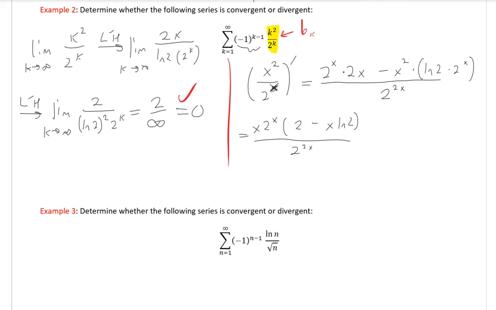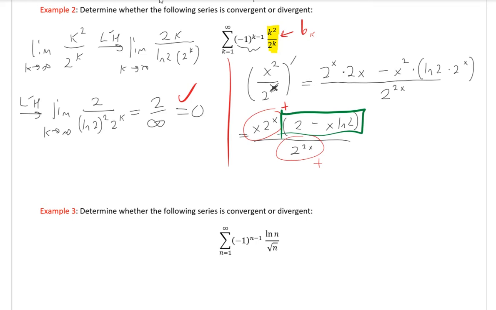And at this point, we're considering what happens as x is approaching infinity. So this stuff will always be positive, no matter what x is as x is approaching infinity. This will only be positive. So the only part of this that can possibly make it negative is this right here, the 2 minus x times natural log of 2. So we really just need to see what x values will make that term negative.